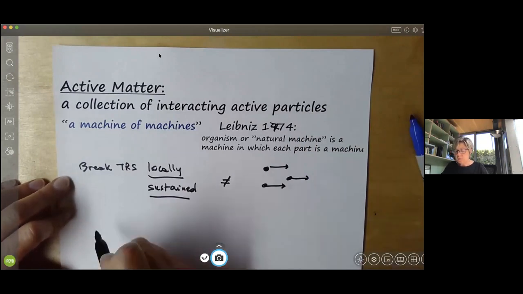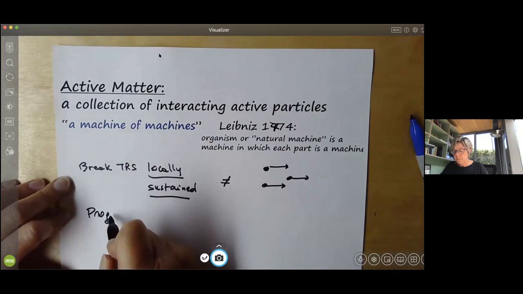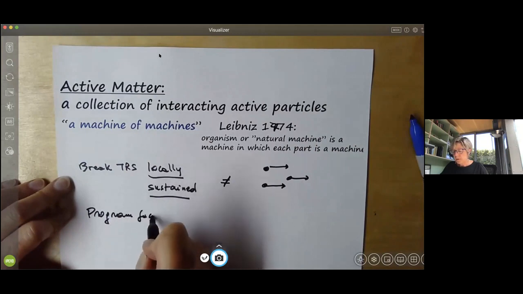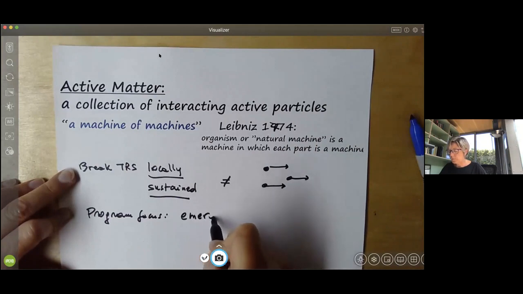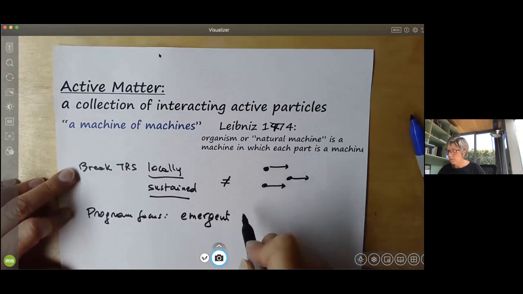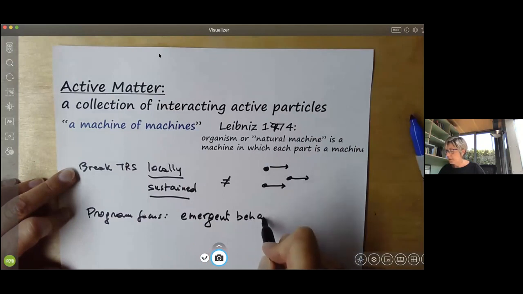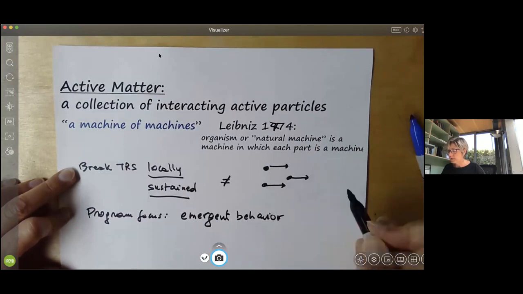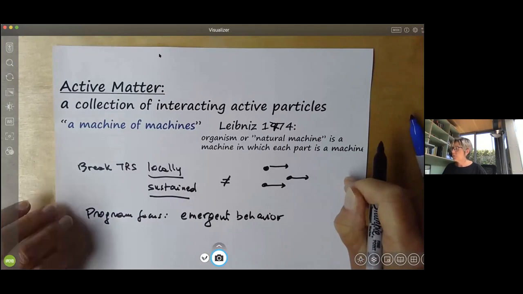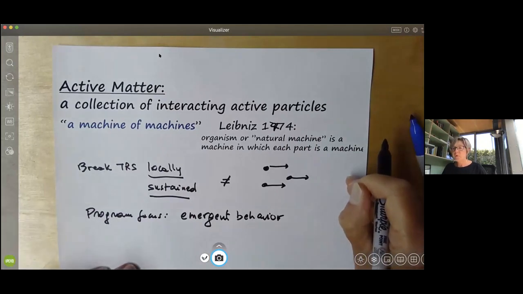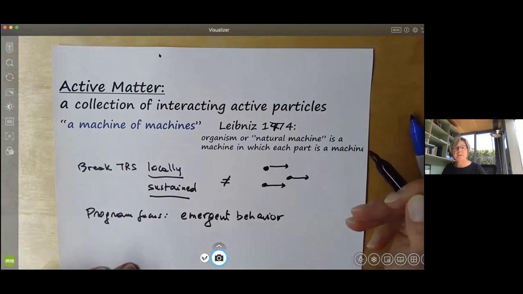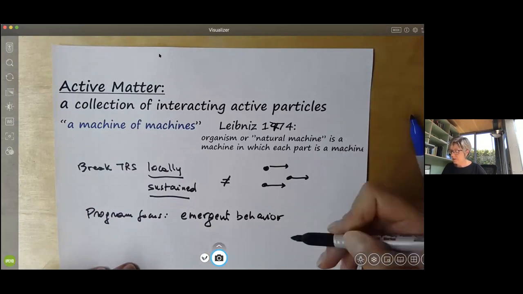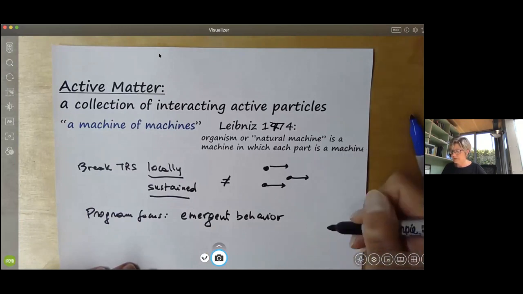Now, the focus of our program has been especially on what we call emergent behavior. That is the collective behavior of these active systems, in the spirit of Phil W. Anderson's "More is Different" article back in 1972. And given Phil Anderson died just very recently, I just wanted to mention it in this context.